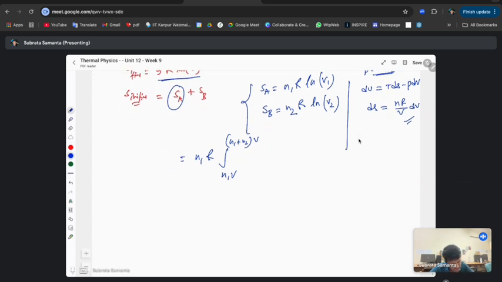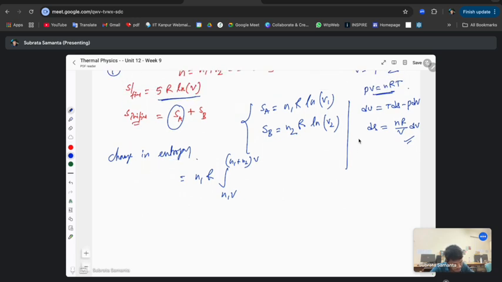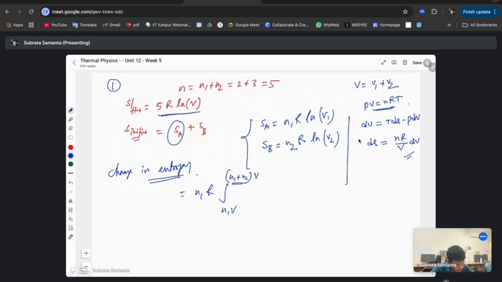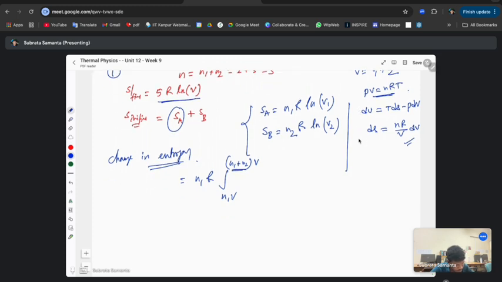So now if we calculate the change in entropy, this is basically final minus initial. So that's why I just put in N1 plus N2 times V. So this is basically delta S: delta S_A, integrate dV by V, the change in volume, plus N2R, integrate from N2V to N1 plus N2 times V, dV by V.